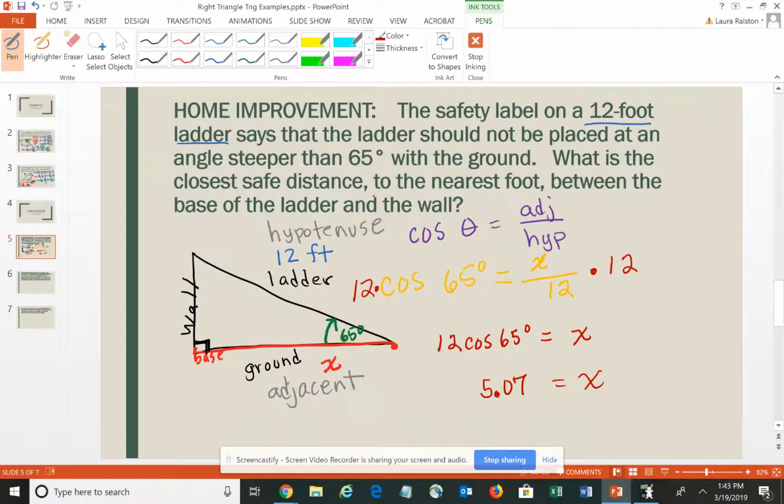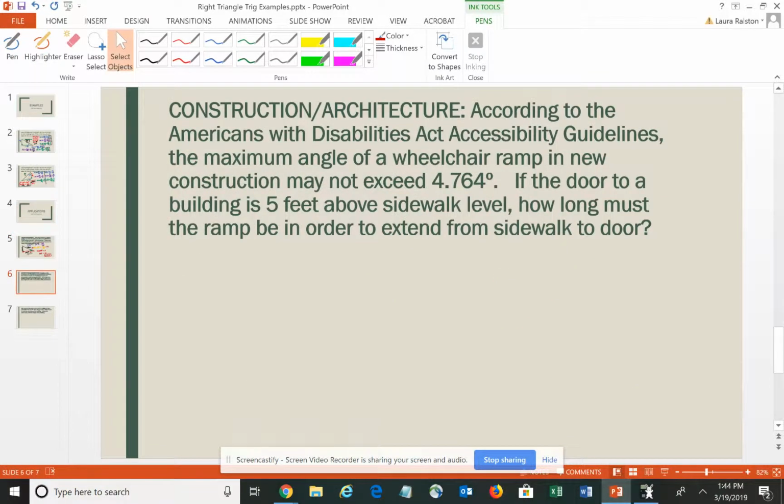Now in the question, it asks us to round to the nearest foot. So to the nearest foot, I could have 5 feet between the wall and the end of the ladder and still be safe in using the ladder because I wouldn't have an angle more than 65 degrees. Okay. It's not necessarily a difficult process. It's just lengthy and you got to take your time. Let's look at another one.